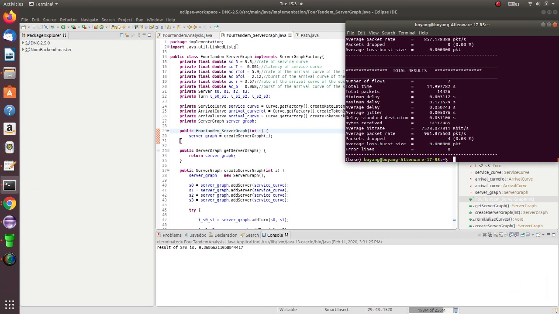This comparison shows a limitation of the network calculus, which is the tightness of the bound. Since network calculus takes the upper bound of input traffic and the lower bound of the guaranteed service, the discrepancy between the analytical bound and the measurement result might be large.